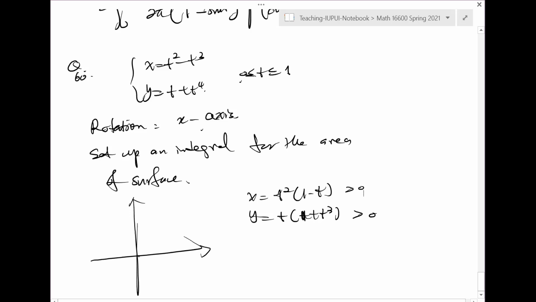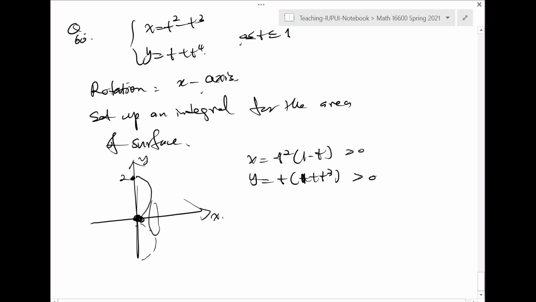So this is the origin. When t equals 1, x is going to be 0, y is not going to be 0, y is going to be 2. Right? So x is positive, y is positive. It's in the first quadrant. So the curve looks like that. Right? Then it's rotated about the x-axis.